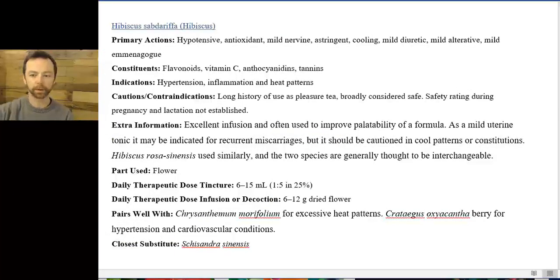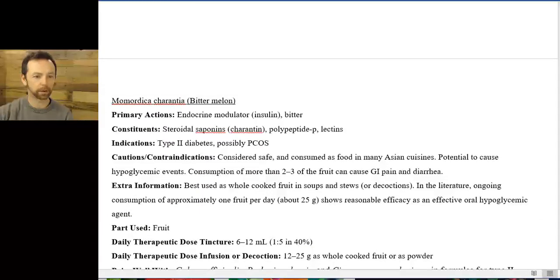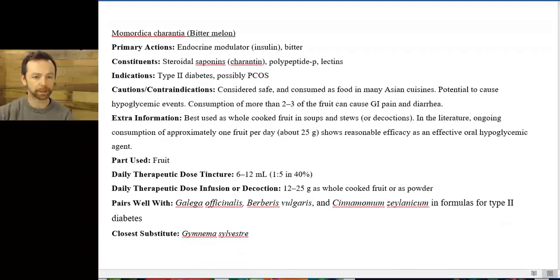Okay, a couple more to go here. And the next two I think will be pretty quick. Oh no, here's our bitter melon. We'll look at this one next, and then we'll look at some of our diuretic herbs specifically. Bitter melon, this is really the only section, although maybe we should see it in a PCOS section, but this is really the only section we see bitter melon at the moment.